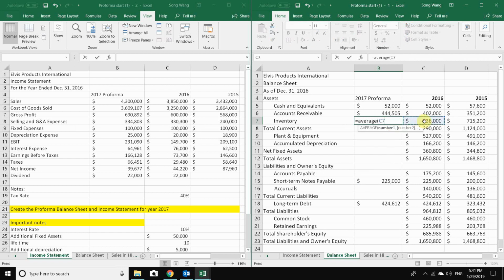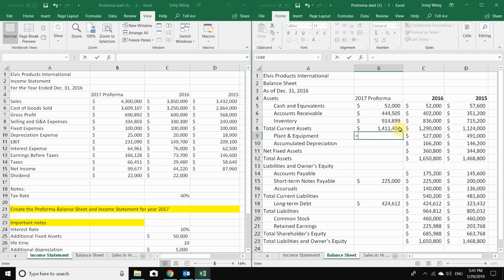All right, for inventory, I just do it the same way again. So it's the inventory of 16 divided by sales of 16, comma, the inventory of 15 divided by sales of 15, times sales of 2017. Okay. All right, and then the total current assets is a summation of all three items.